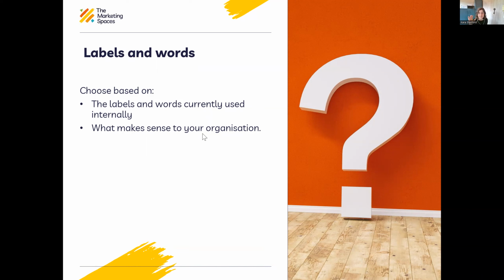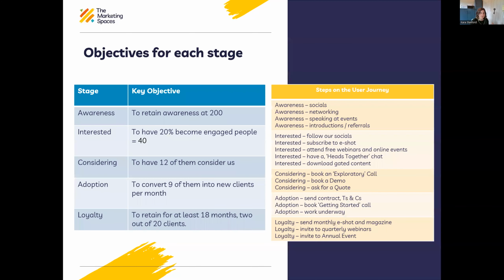Because the big thing is this has to make sense to your organization. When you're laying out that marketing and sales pipeline, it has to make sense internally. It has to make sense to you if you're the person designing and running it. It has to make sense to everyone that's going to be involved in delivering it, whether that's a team, freelancers, other directors, whoever you have around you.